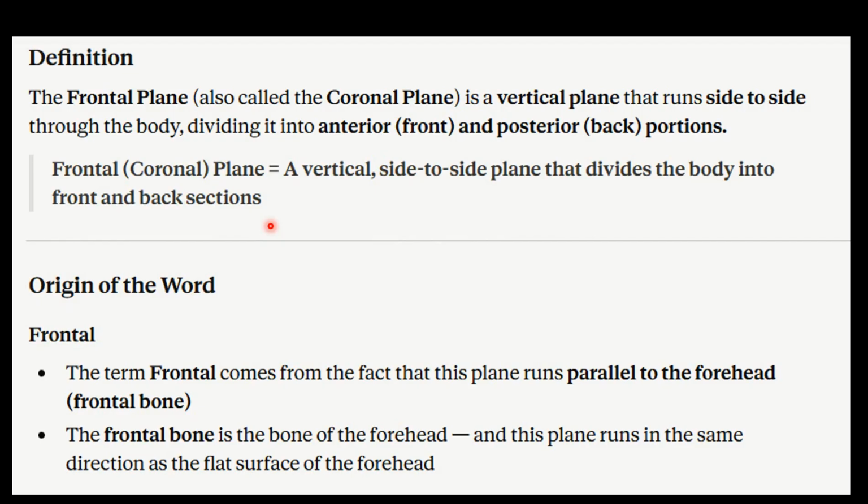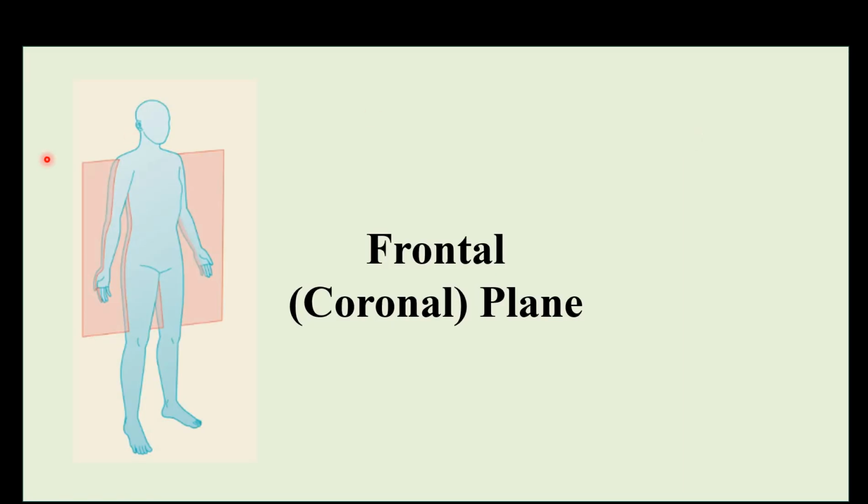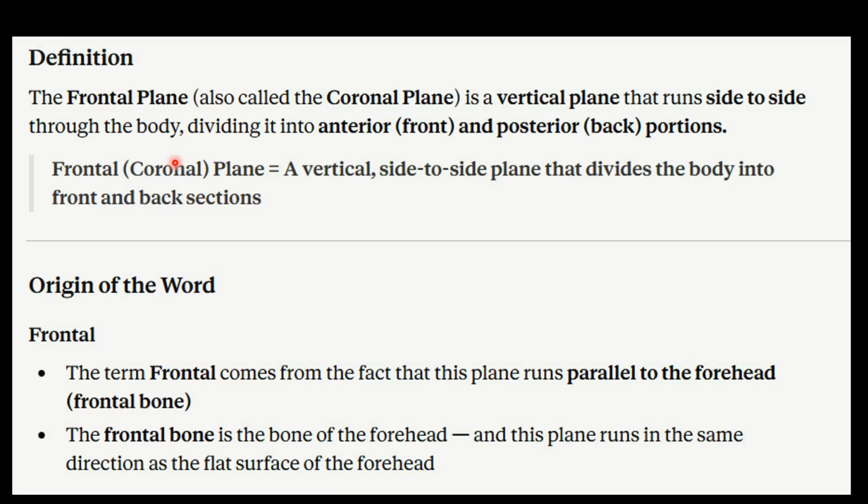So let's see the definition of the frontal plane. The frontal plane, also called the coronal plane, is a vertical plane that runs side to side through the body, dividing it into anterior, that is the front, and posterior, that is the back portion. You can refer to the diagram again. Yes, it goes side to side and divides the body into front and back. So the frontal or coronal plane is a vertical, side to side plane that divides the body into front and back sections.